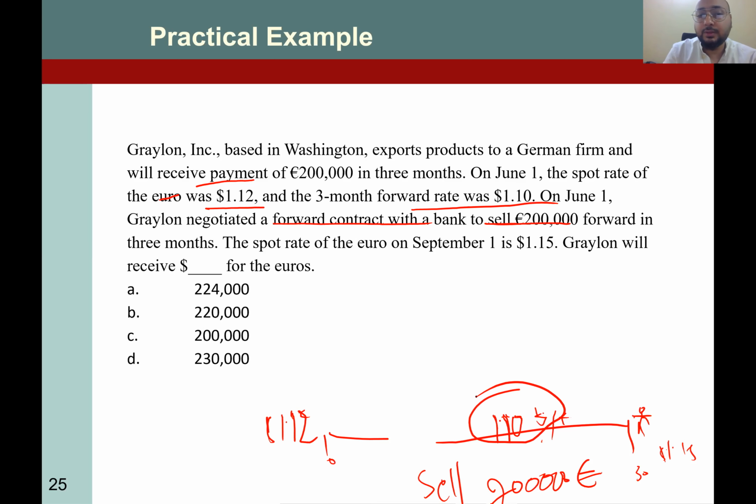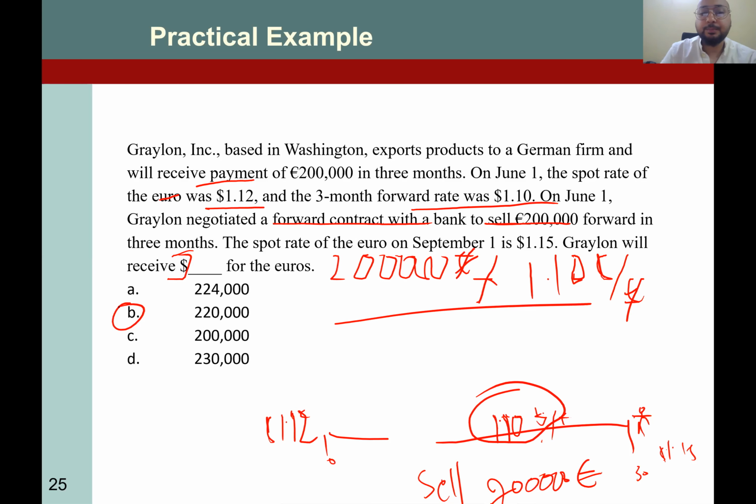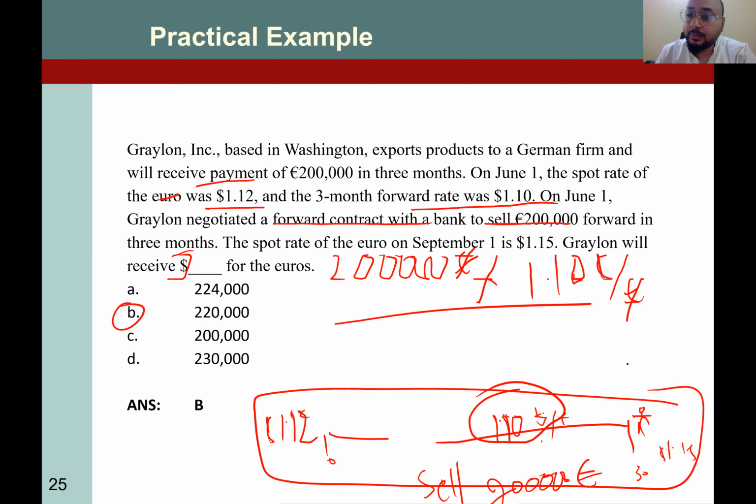So since you need to find the answer in dollars, our answer is 1.10 dollar over euro. So it means you just need to multiply by 200,000 euro here. So euro cancel, answer would be 220,000, right? This is how you solve it. So if you make a timeline, it would be very easy to find out the answer in just 1 minute or 2 minutes. That's it.